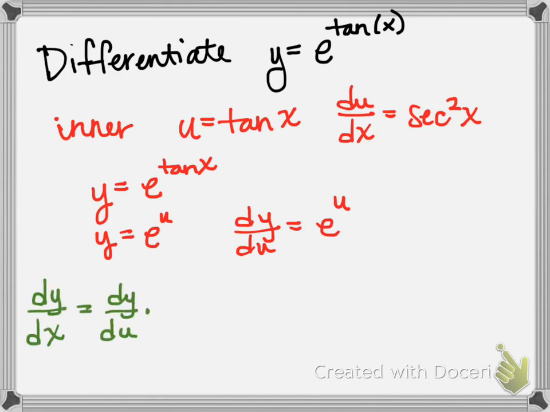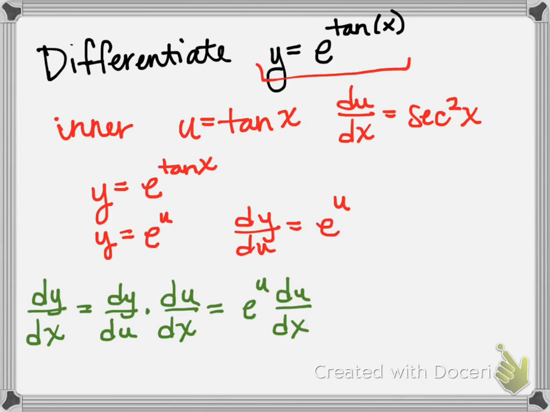So if I want dy/dx, the derivative of our original function with respect to x, I need to compute dy/du times du/dx. I need to do this in 2 stages since this is a composition of functions. So let's substitute in dy/du. We get e to the u times du/dx.